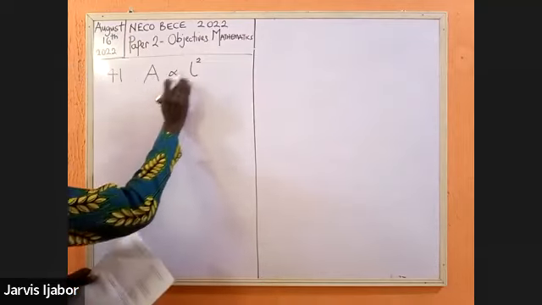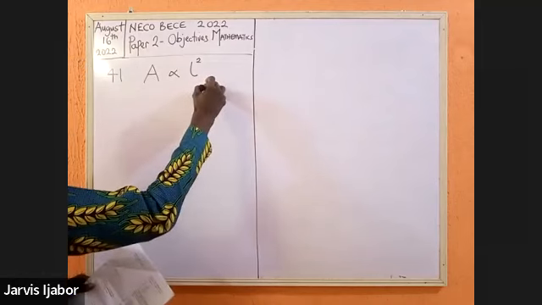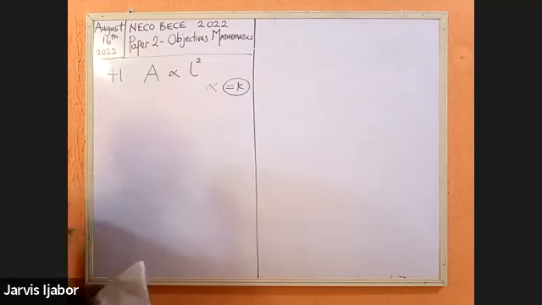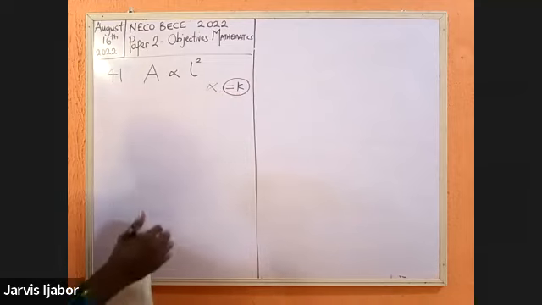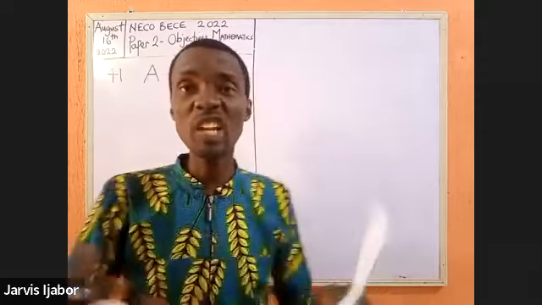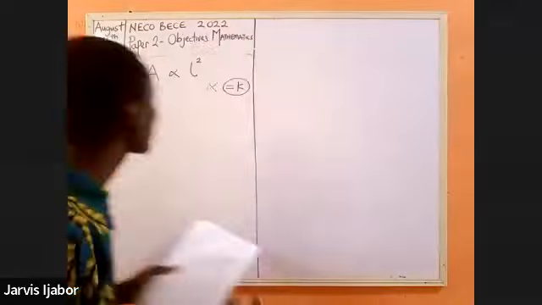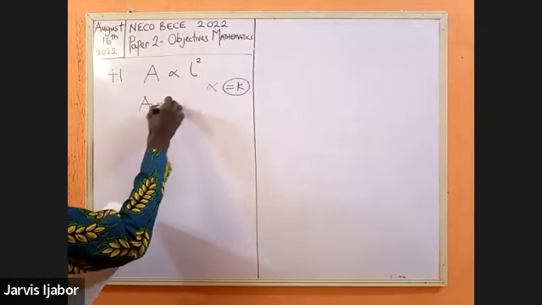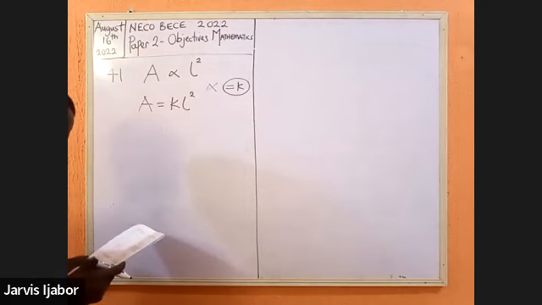Now, A varies as L squared. The first thing we said is that whenever you have this, replace it with this. You change the proportionality sign to become a mathematical statement, as it were. So we said that proportional variation shows relationship between terms. Right, so this will be A equal to KL squared. A is equal to KL squared.